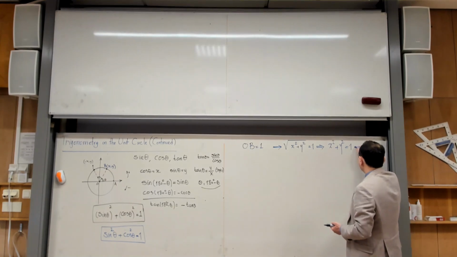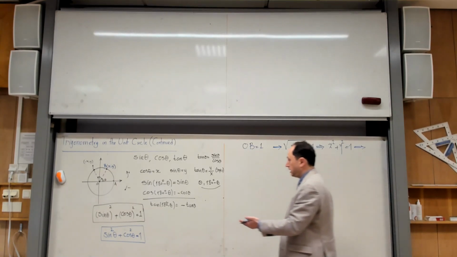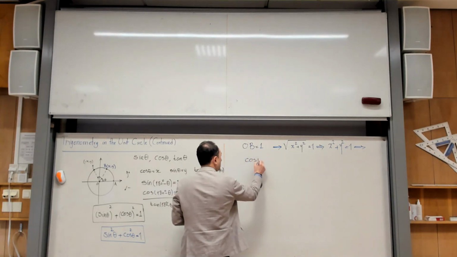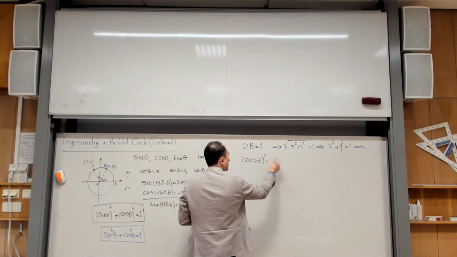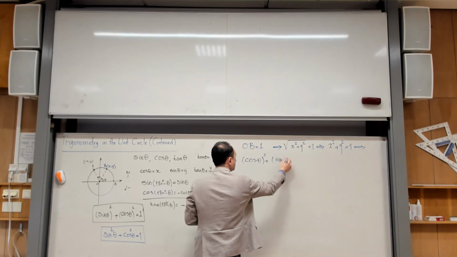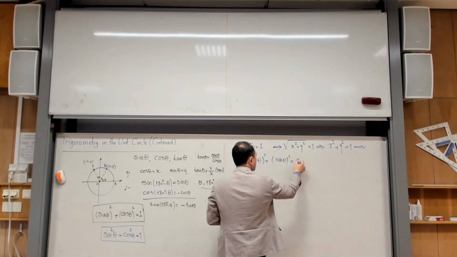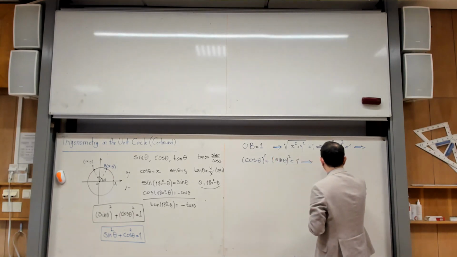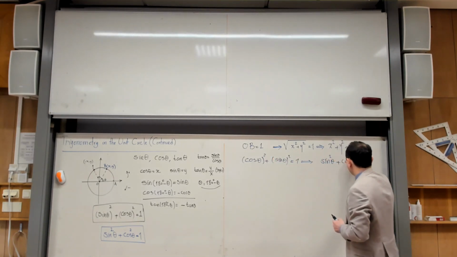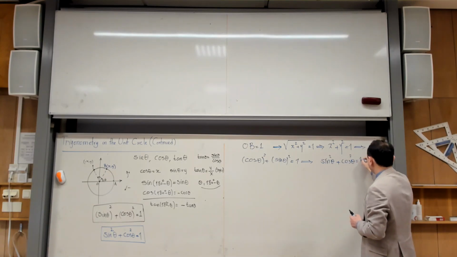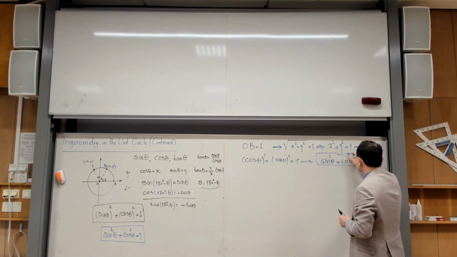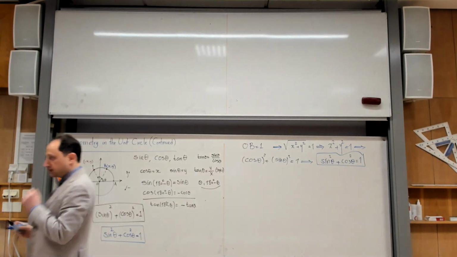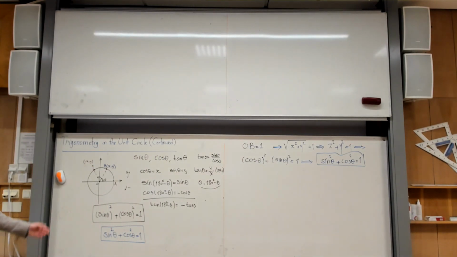But now if I ask you what x is, you immediately answer x is nothing except cosine theta. So this becomes cosine theta squared, and then you have sine theta squared is equal to 1. But then you realize that I can write it as sine squared theta plus cosine squared theta is equal to 1. Yes, so that is something I really want you to memorize.